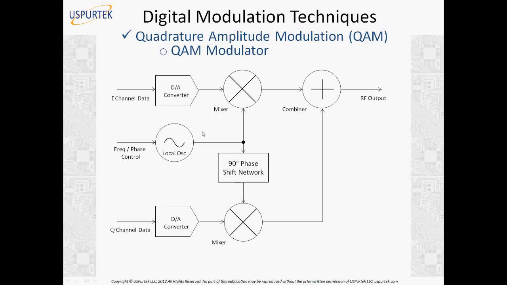So the I channel data is converted to analog. Then there's a local oscillator. Now notice this: you supply one signal directly to the I channel mixer, and there is a 90 degree phase shift network here, which shifts the phase by 90 degrees to generate the Q signal, and then it mixes with the analog Q channel data. So that is how you generate the I and Q signals. One of them, the Q signal, is 90 degree phase shifted. Finally, you combine them together, and that gives you an RF output here.